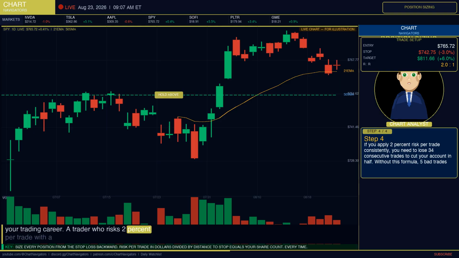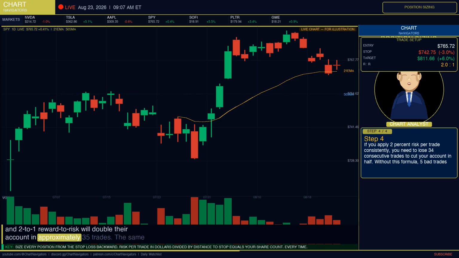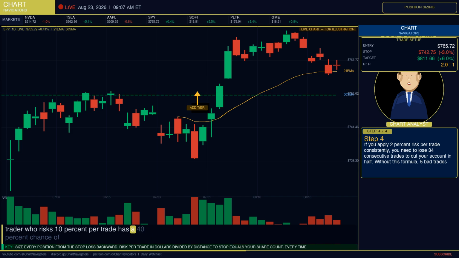A trader who risks 2% per trade with a 50% win rate and 2-to-1 reward to risk will double their account in approximately 35 trades. The same trader who risks 10% per trade has a 40% chance of losing 50% of their account in the first 10 trades, even with the same edge. Position sizing does not improve your edge, but it determines whether your edge survives long enough to pay off.